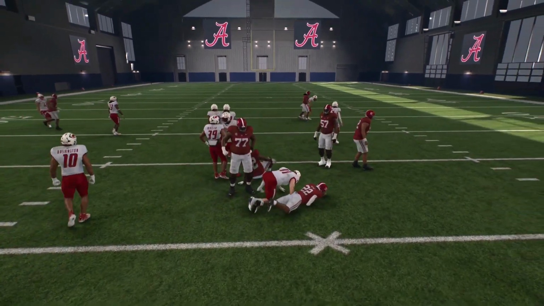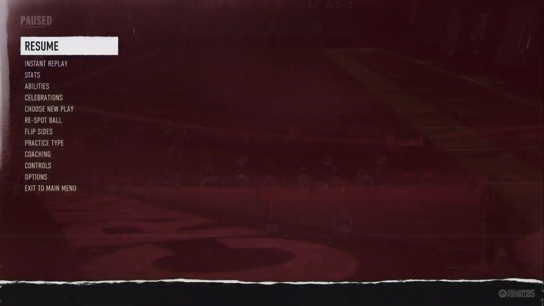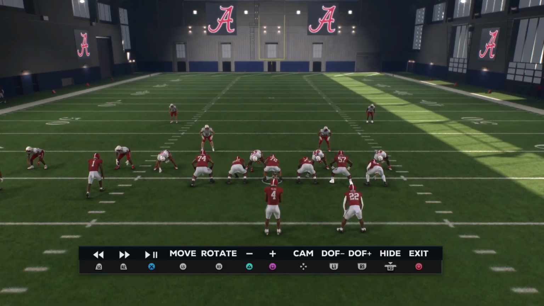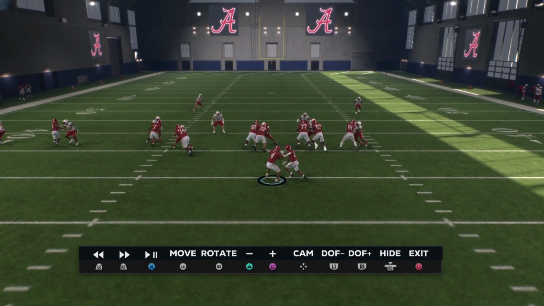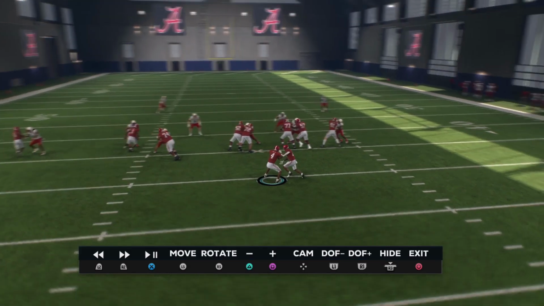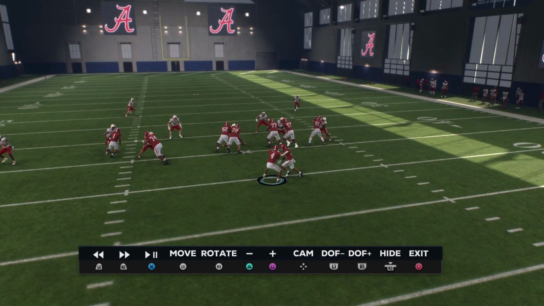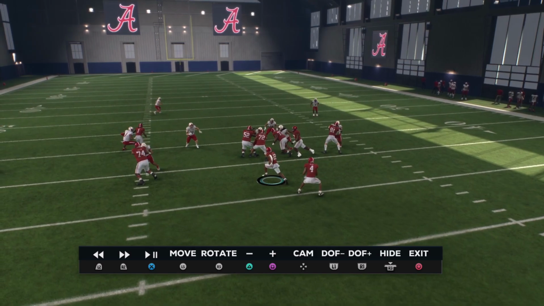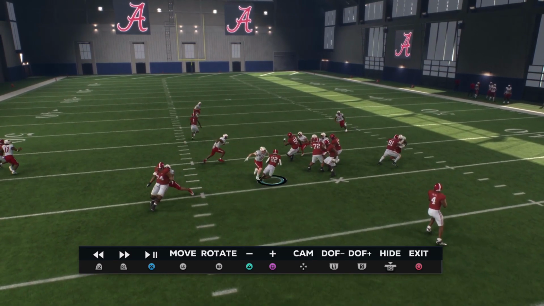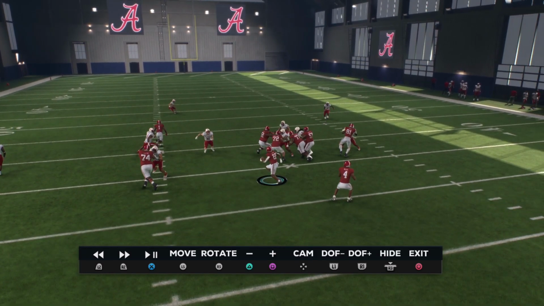So we were correct, right? The B gap is where the biggest opportunity was. But 52, like I said, his job is to double team and then move on and take that linebacker. They don't always do that. He tried to at the end, but it was too late.